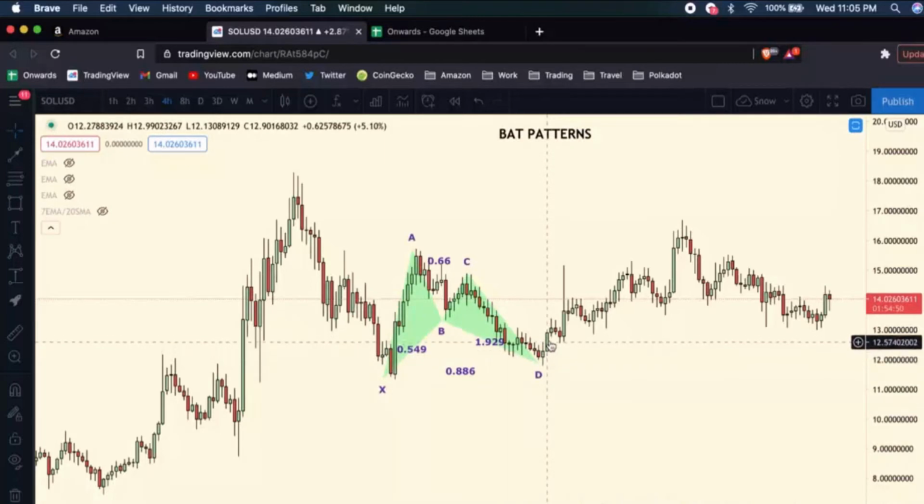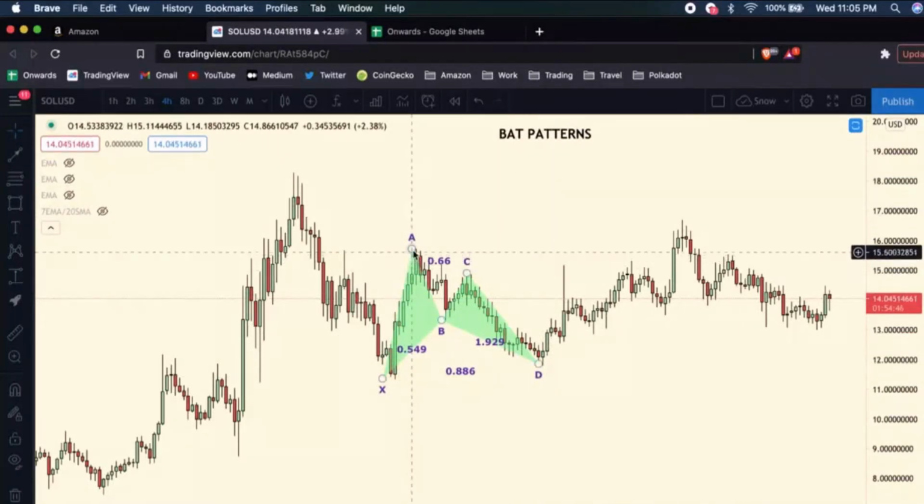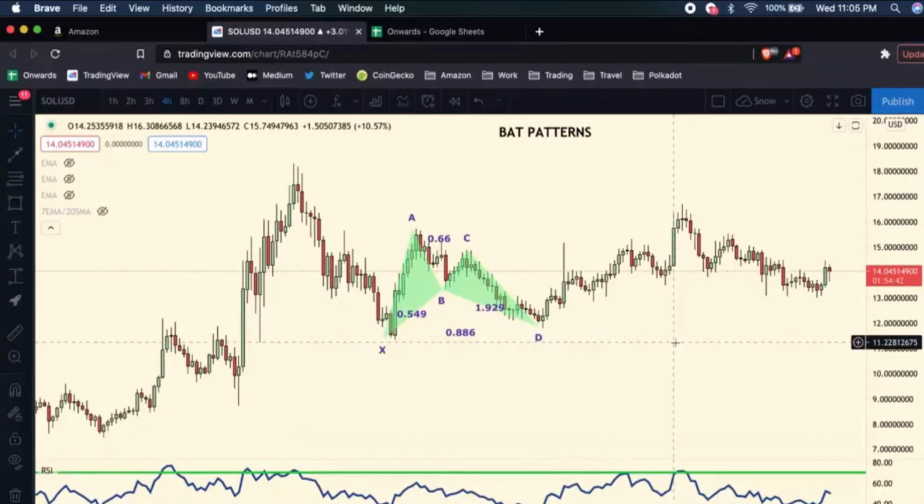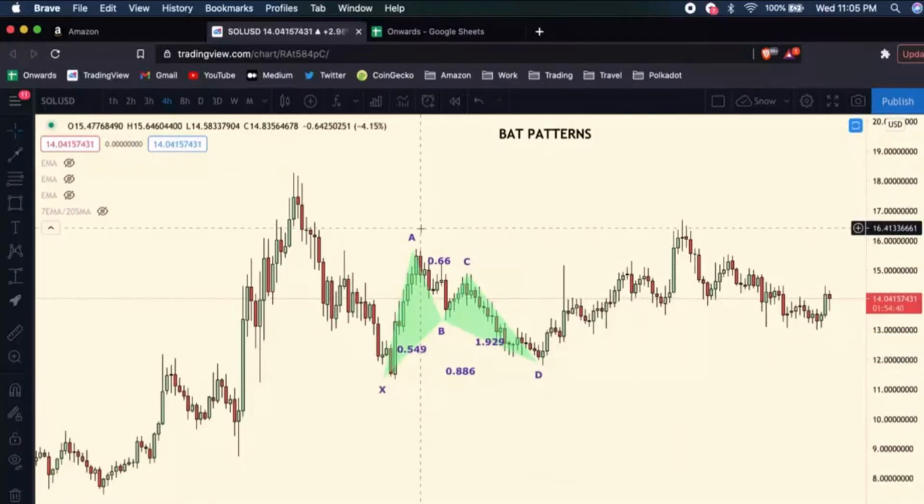You could wait again for bullish confirmation. You can see this one turned out really great. We even passed A and made higher highs, and now we're making higher lows. So this one turned out great again. But let's go ahead and draw out our rules here.